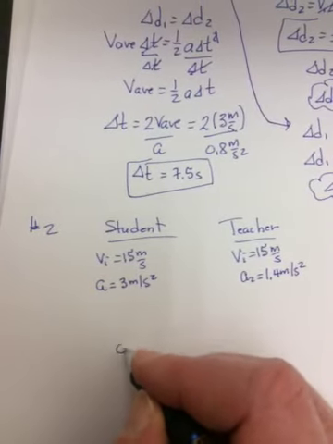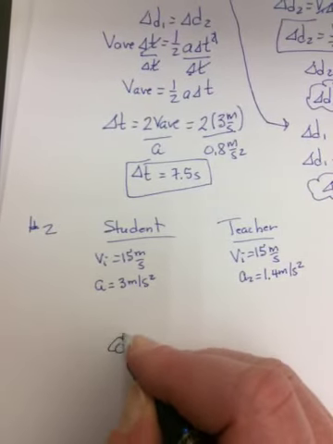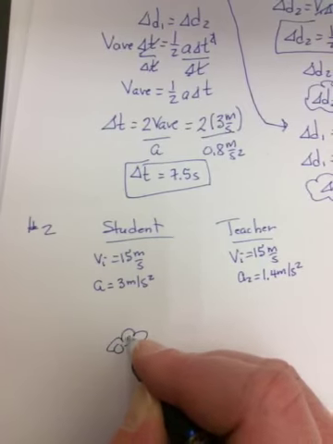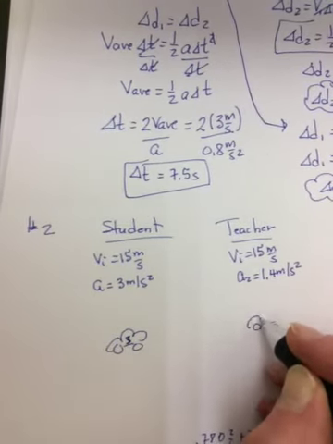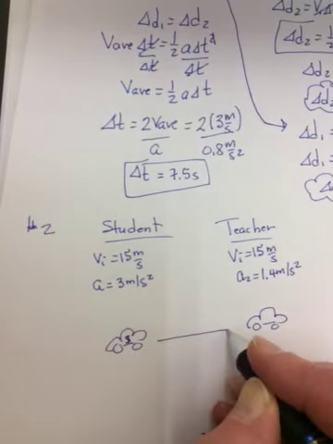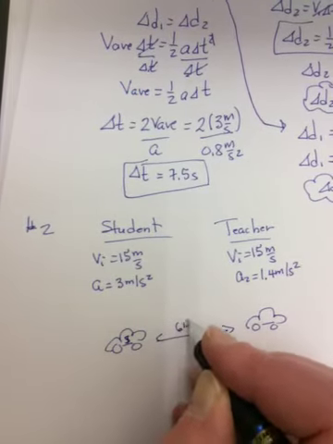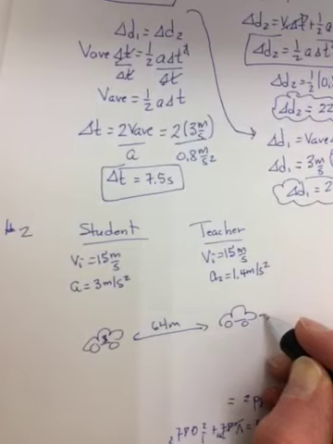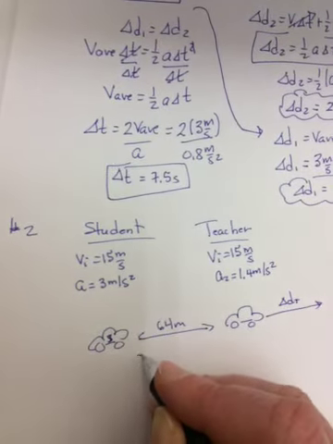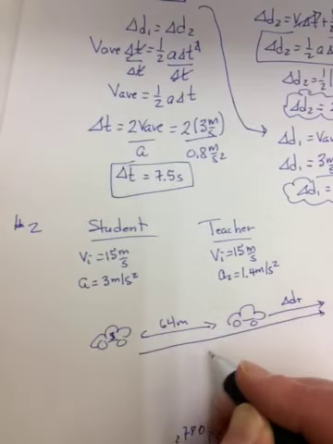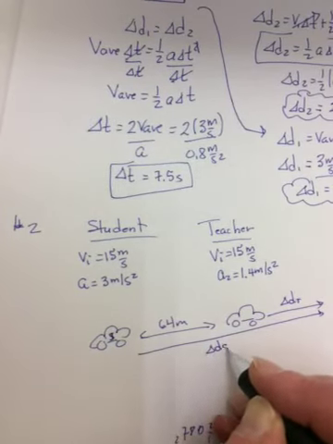Okay, so if you think Jack or David, so you think here's the car of the student, I'll just put an S here, and here's the car of the teacher. And one is the student's 64 meters behind the teacher. So after some time, the teacher's up here. This is delta D of the teacher, and the student does this. This is delta D of the student.